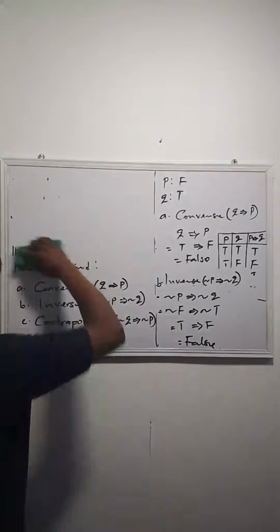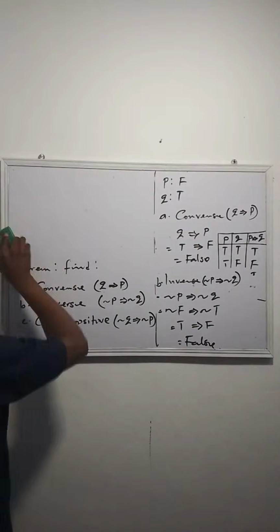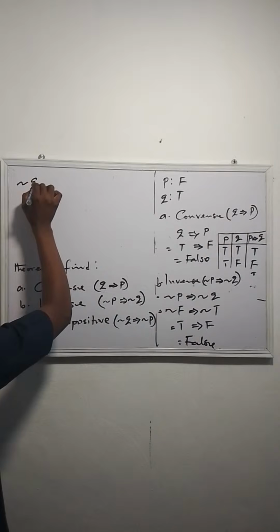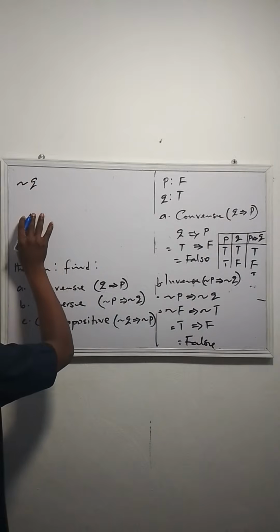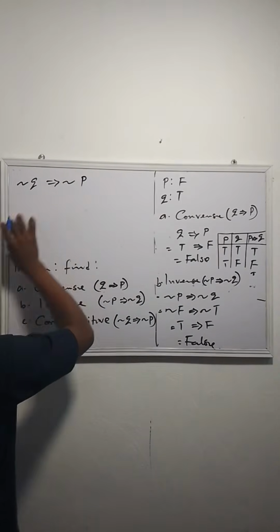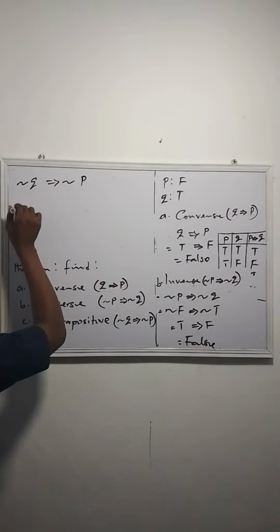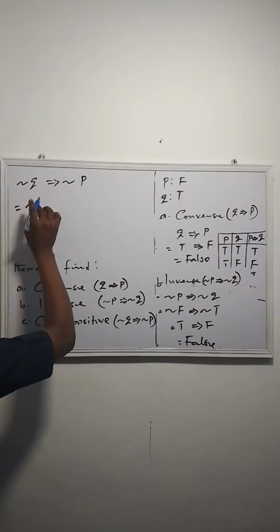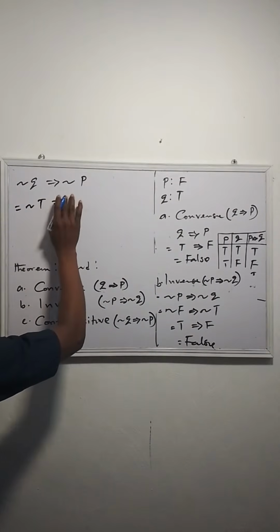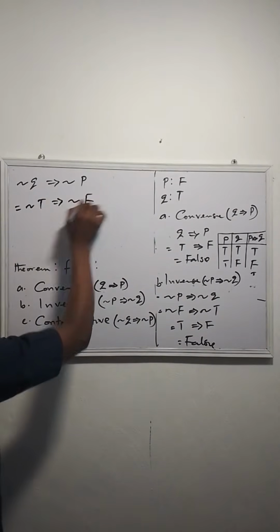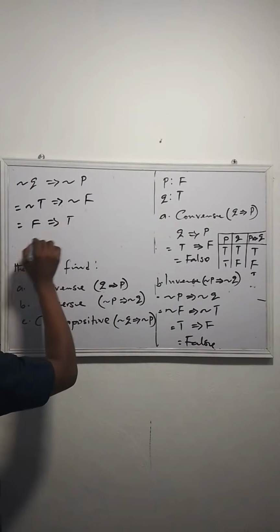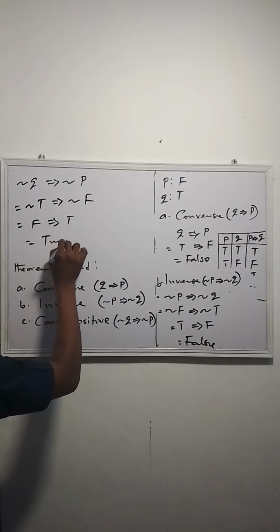Okay, now the last one, the contrapositive: we have negation of Q implies negation of P. To do this, we plug in the values. Negation of Q is what? True. Negation of true implies negation of false. And this is false implies true. And that gives us what? True. So that's going to give us true.